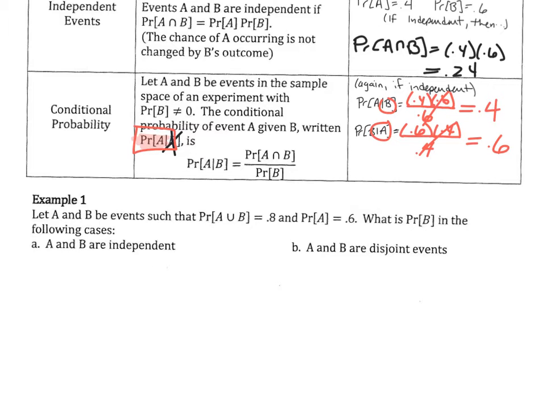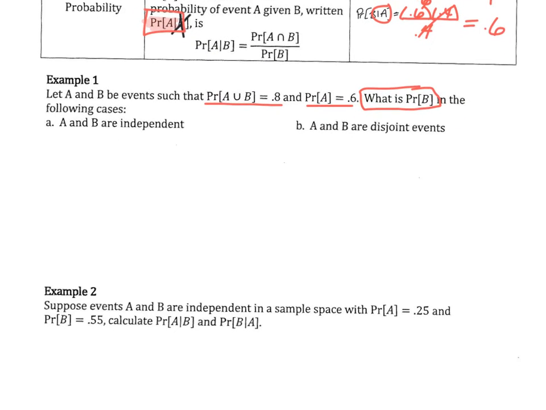In example 1, it says let A and B be events such that the probability of A or B is 0.8, the probability of A is 0.6, and we want to figure out the probability of B. In the first part, it says A and B are independent, which means that I could say the probability of A and B is the product of each. I kind of ran out of room. I should put P(A) and P(B), but you know what I mean.